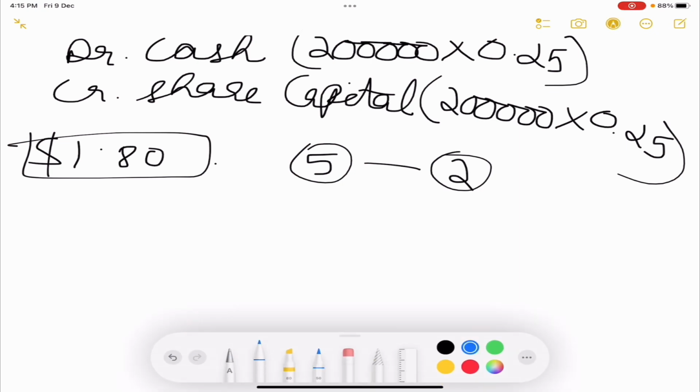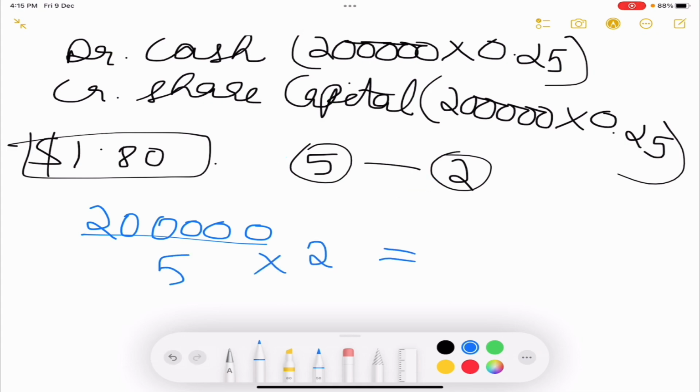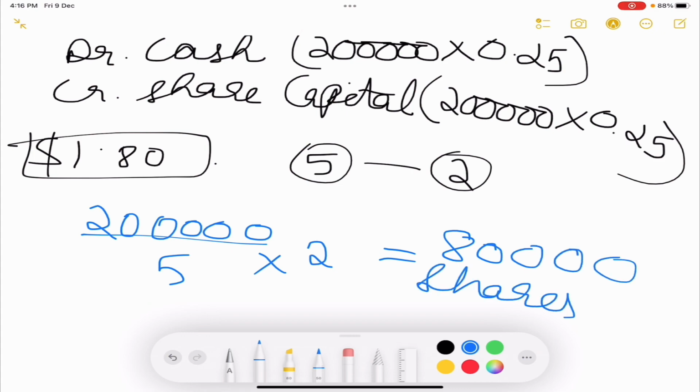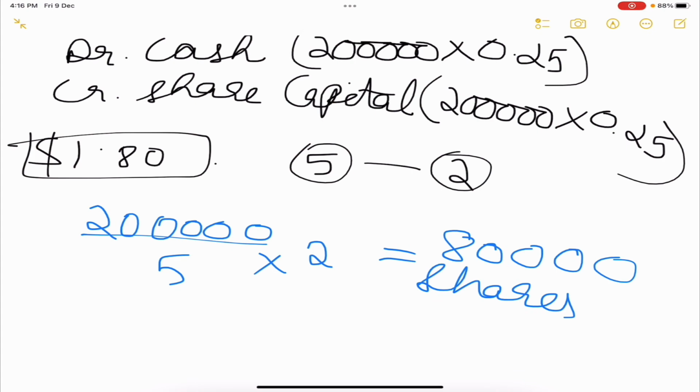So what are the total number of shares? This was our formula, right? What was the total number of shares? 200,000 upon how much they already have, 5. How much extra we are giving? Multiply, which is 2. This is nothing but, I hope you're solving it, 200,000 divided by 5 multiplied by 2, which would be 80,000. So this is 80,000 shares. So these are my new issued shares.